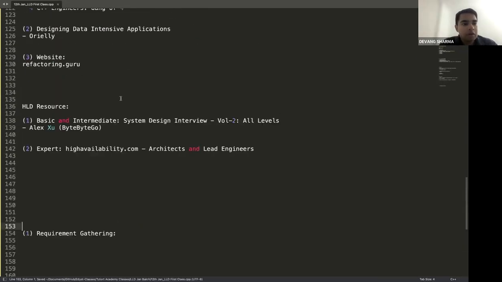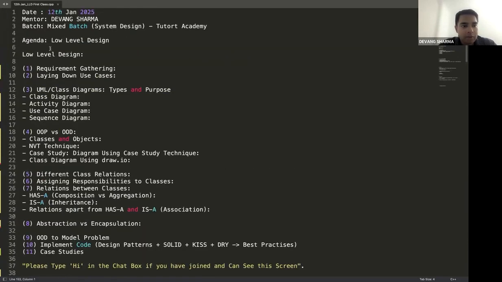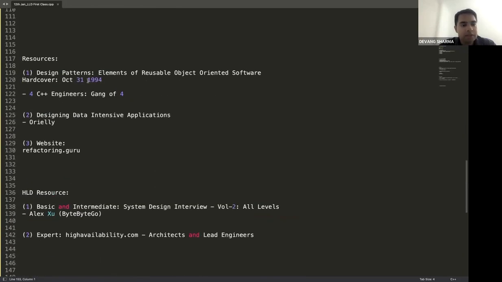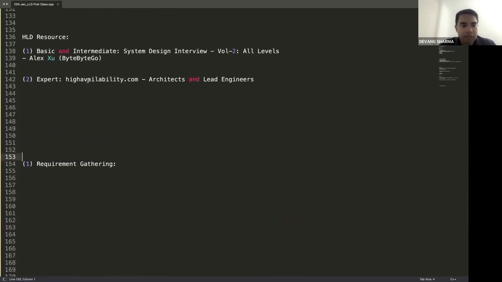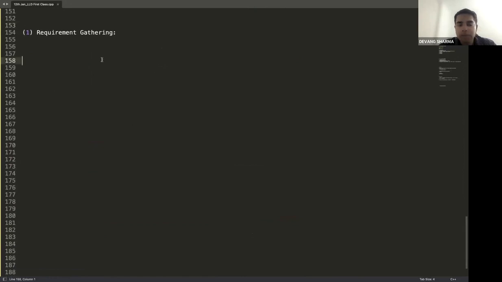All right, guys, now let's move on to the next part. This is where we are. We talked about the agenda. We talked about high level design versus low level design. We talked about some of the resources for high level as well as low level design. Now, coming to the very first part, which is requirement gathering. The first part of any design is requirement gathering. So what kind of requirement are we talking about in the case of LLD?